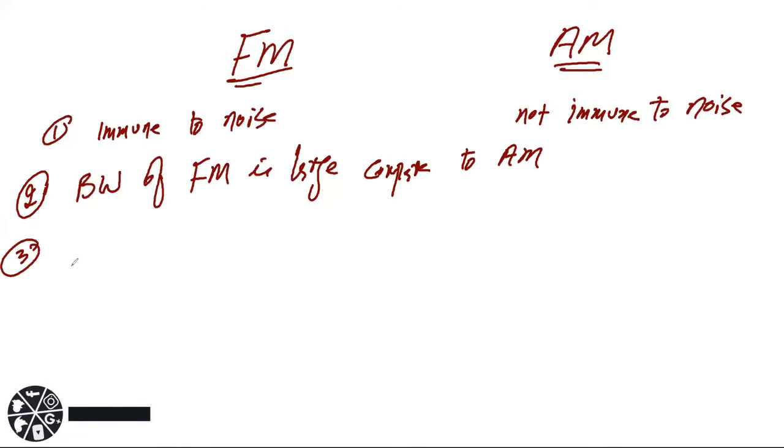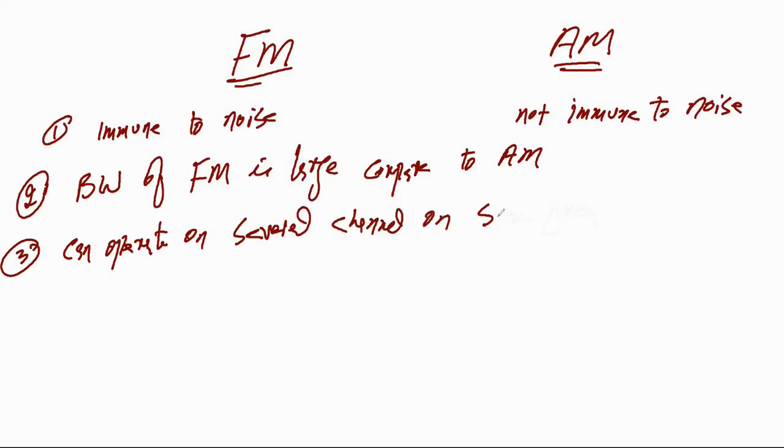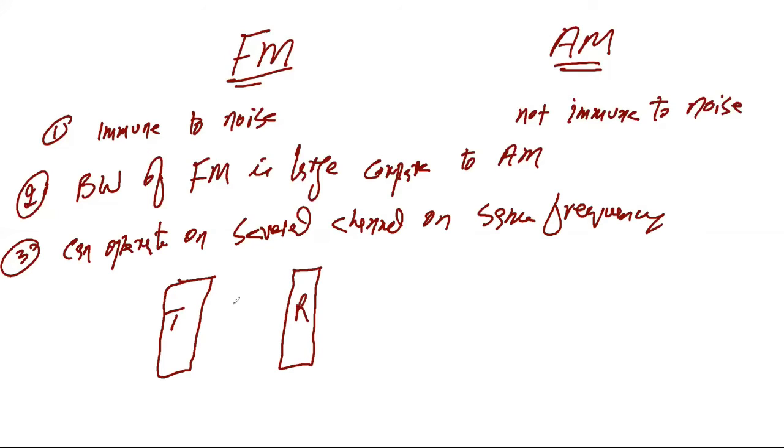The third point is that FM can operate on several channels on the same frequency. So what is meant by channel? If you want to transmit your signal, this is the transmitter and this will be your receiver. Later on we will discuss digital and analog signals. In digital we have two binary values, 0 and 1. 0 means off, 1 means on; 0 means down, 1 means up.